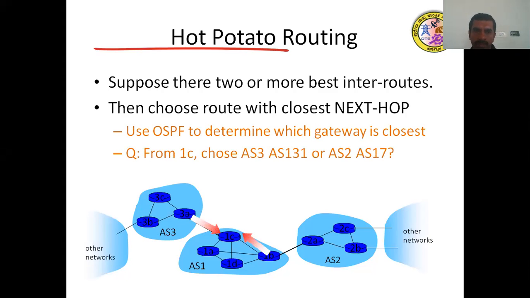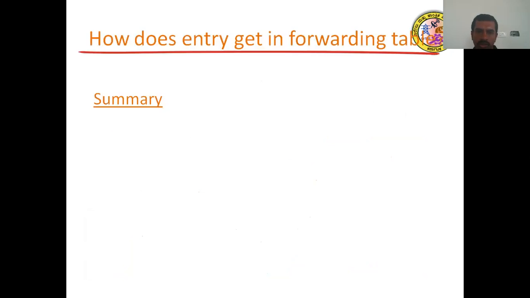The question is from 1C: choose AS3, AS1, 31 or AS2, AS17. The answer is the route AS3, AS201 since it is closer.